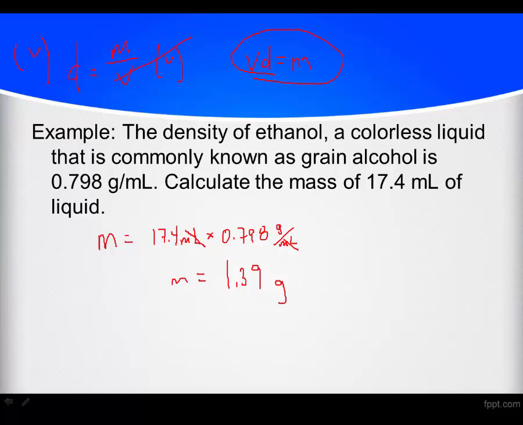I typed it in wrong. So the decimal isn't supposed to be there. The decimal is supposed to be here because I typed in 0.0798 instead of 0.798. Thank you.